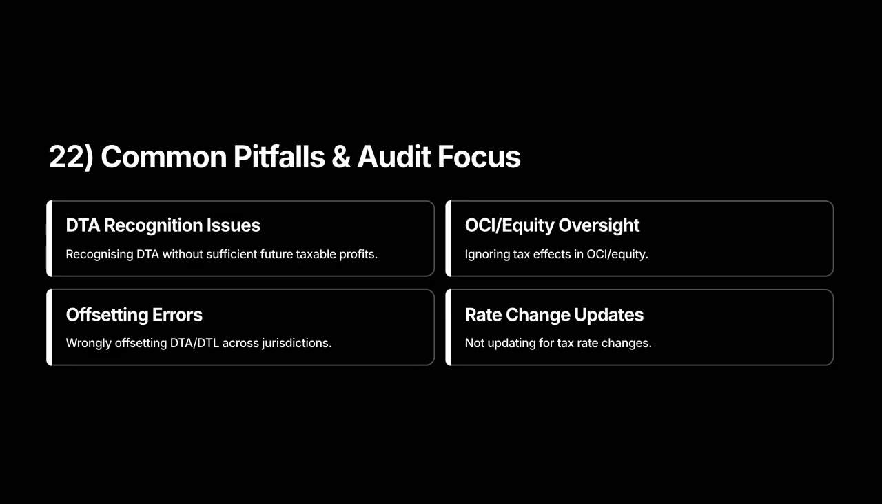Common pitfalls and audit focus. Auditors often flag a few common mistakes. Recognizing DTA without strong evidence of future taxable profits. Forgetting to record tax effects in OCI or equity where they belong. Offsetting DTA and DTL across jurisdictions, which is not allowed. Failing to update deferred tax for changes in tax rates. Avoid these, and your deferred tax accounting will stay clean and defensible.